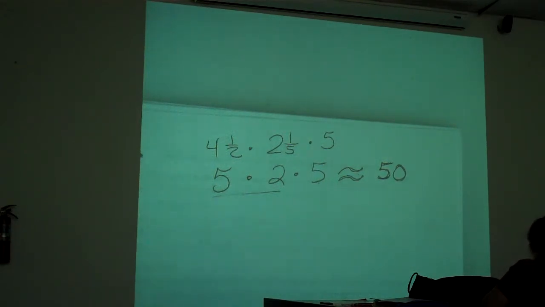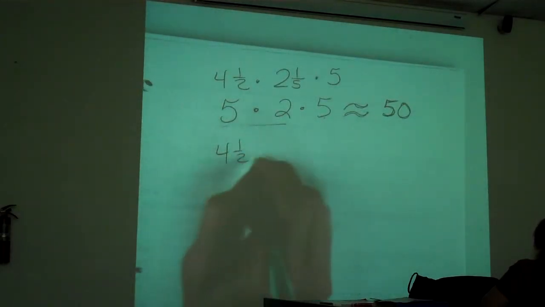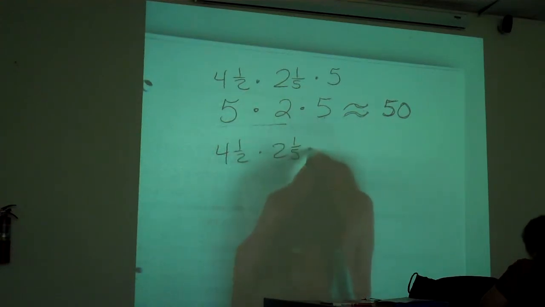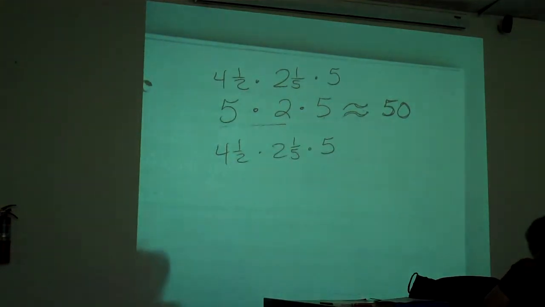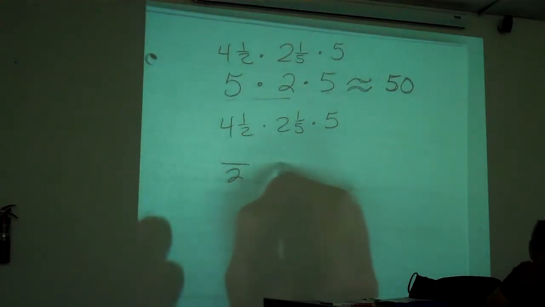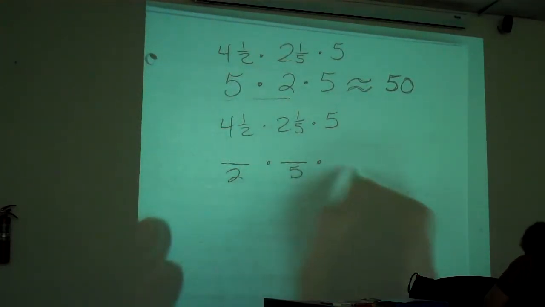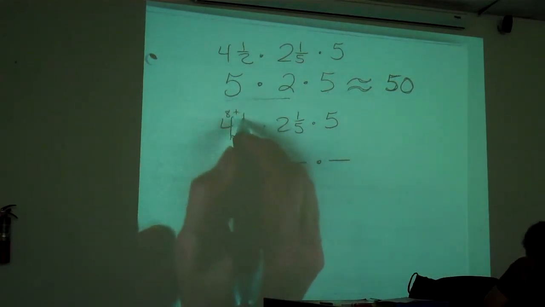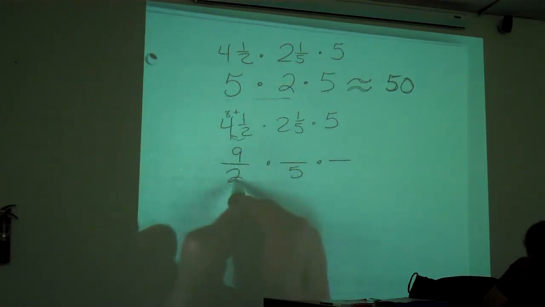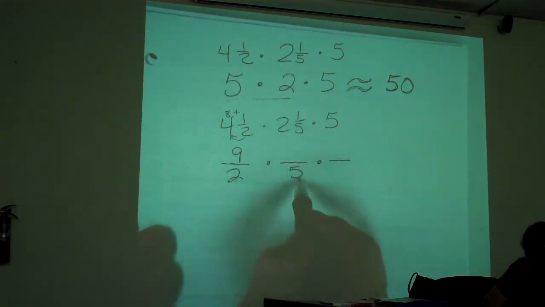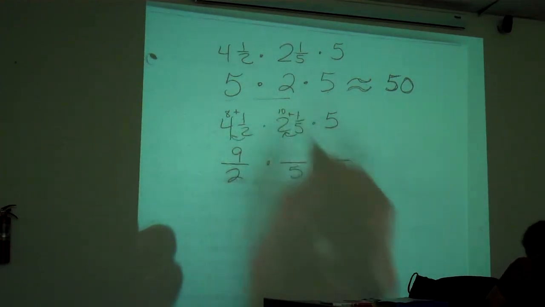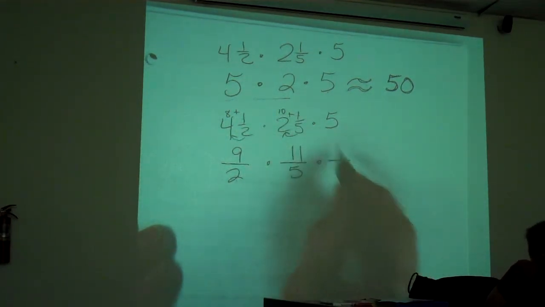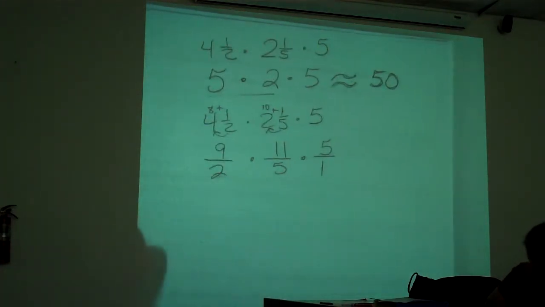If you end up getting 125, you know you're way off, right? So let's do 4 1/2 times 2 1/5, the original problem, times 5. 2 times 4 is 8, plus 1 is 9. So you have 9 halves. 5 times 2 is 10 plus 1 is 11, so 11 fifths. This one is 5 over 1. We don't want to multiply those if we don't have to, right?